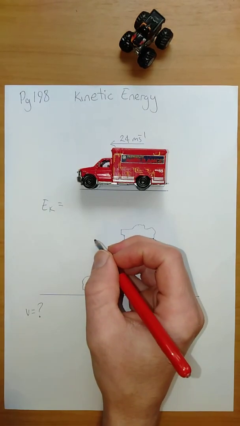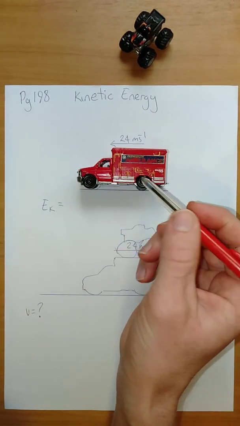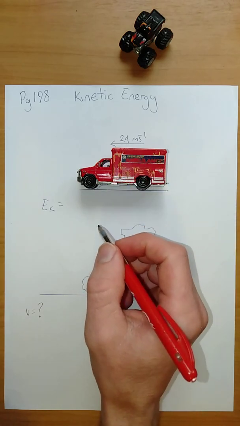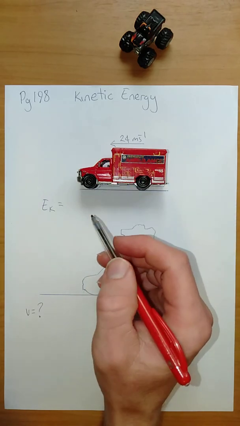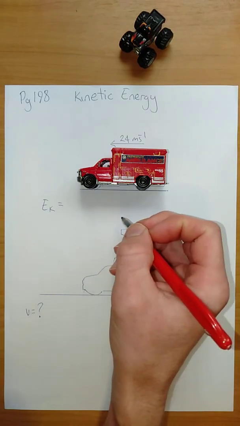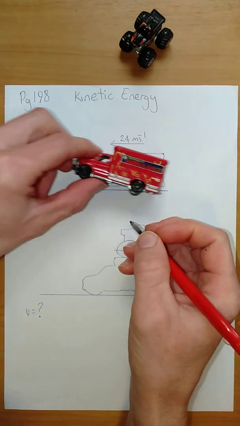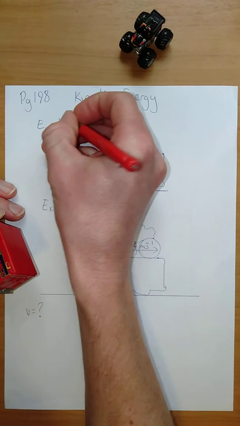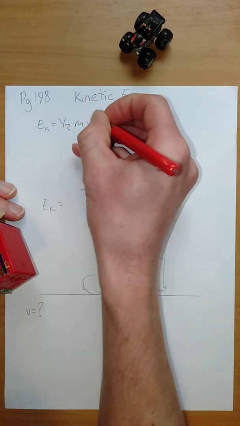Alright, on to kinetic energy. So we've got an ambulance, it's travelling that way at 24 meters per second, and we want to find out how much kinetic energy it's got. Kinetic energy is only found in objects that are moving, and you can see that's reflected in the formula, because the formula is EK for kinetic is equal to half mv squared.